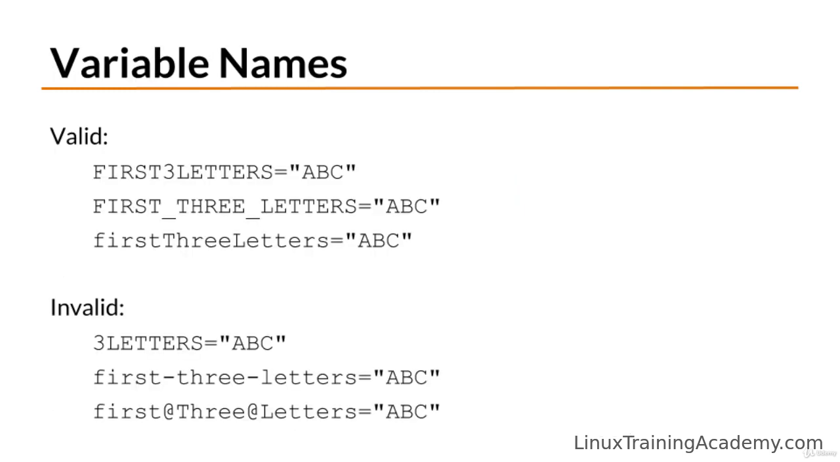Variable names can contain letters, digits, and underscores. They can start with letters or underscores, but cannot start with a digit. Here are some examples of valid variable names, followed by some examples of invalid variable names. The valid variable names have a mixture of uppercase and lowercase letters and the underscore and digits. All that is fine. In the invalid case, you see a variable that starts with a digit, which is an invalid syntax for a variable name. The other 2 examples contain dashes and @ signs, which are not valid characters to be used in variable names.